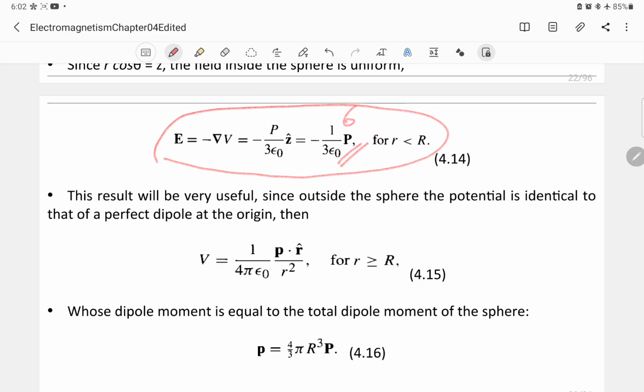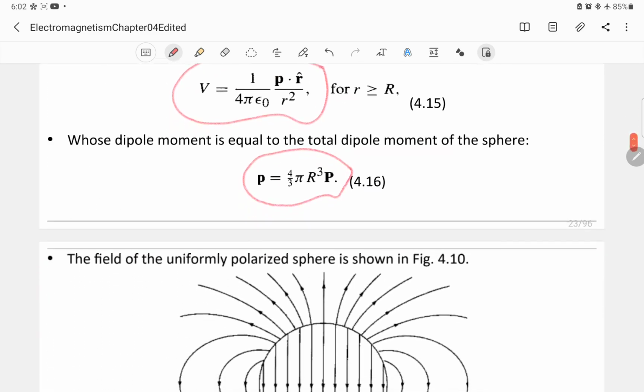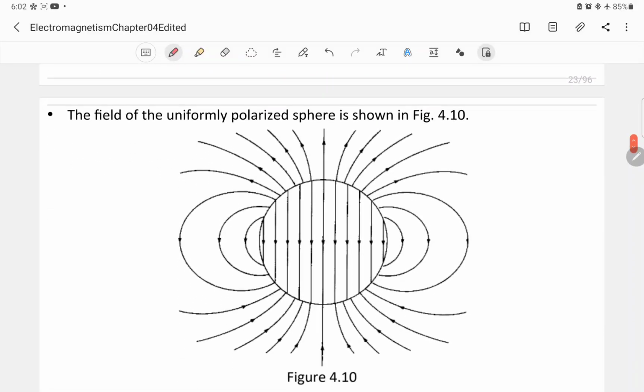outside the sphere, the potential is identical to that of a perfect dipole at the origin. Then you would have this as the potential. But again, your dipole moment would be just this one. So you can just replace that. So this is what it looks like.